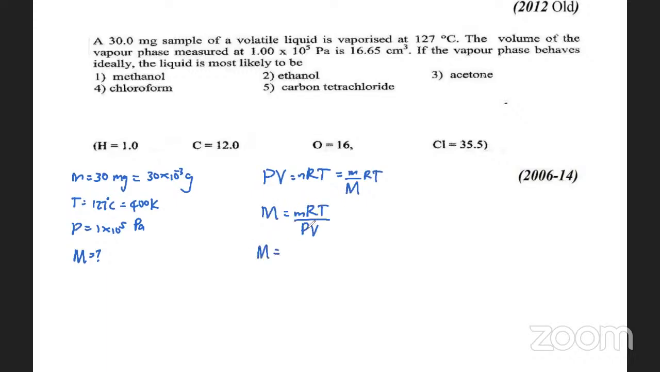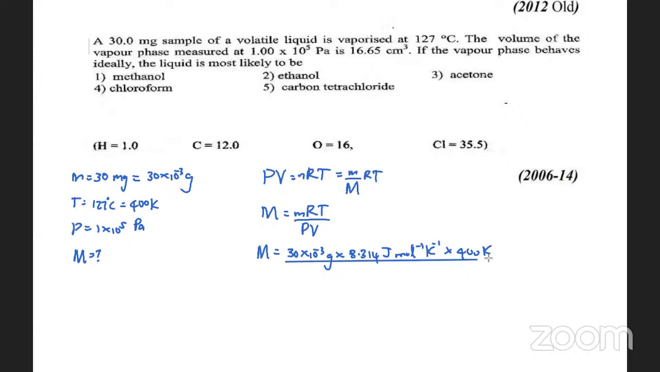So capital M is equal to small m. Small m is mass, that is 30 into 10 to the power minus 3 grams. R as usual is 8.314 joule per mole per Kelvin. Temperature is 400 Kelvin. Done.